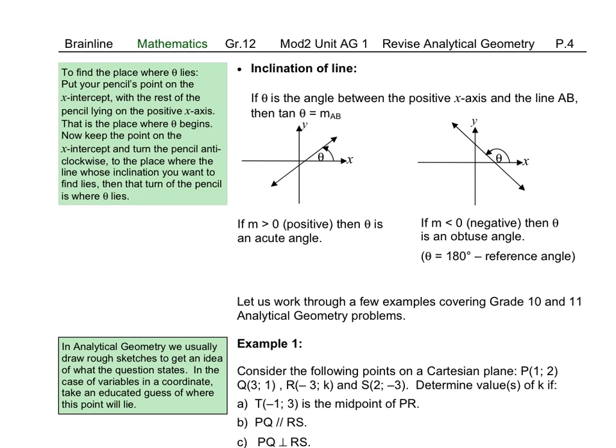Then we are also familiar with the inclination of a line. If theta is the angle between the positive x-axis and any line AB, then tan theta is equal to the gradient of that line. If we have a positive gradient, then m is greater than 0 and theta is an acute angle. If we have an obtuse angle, we will have a negative gradient where m is smaller than 0. Very important that we subtract the reference angle from 180 to get an obtuse angle.